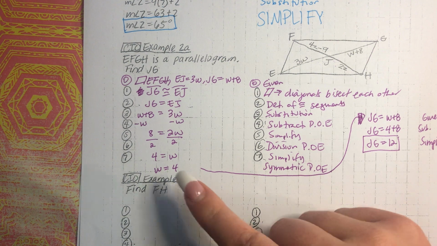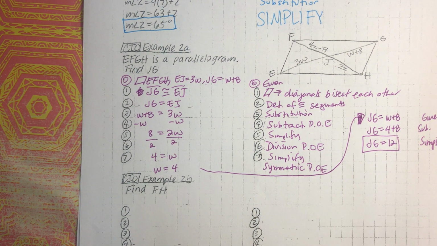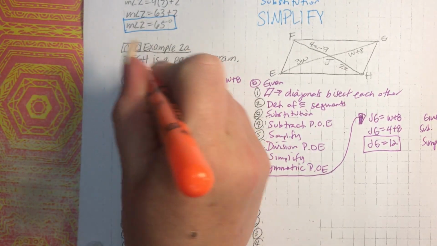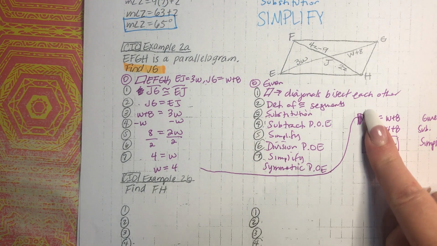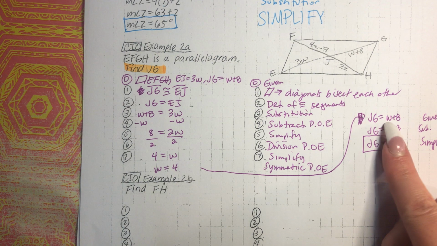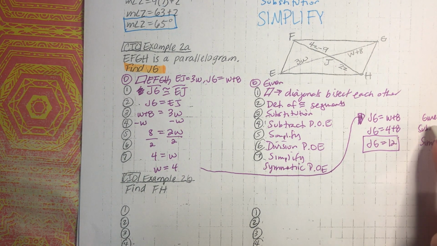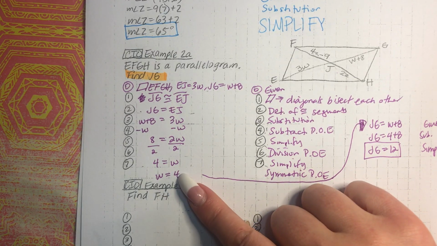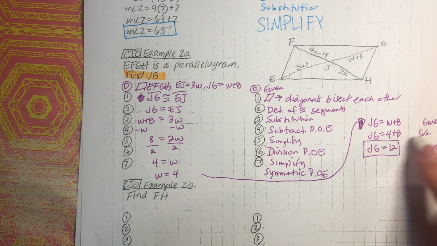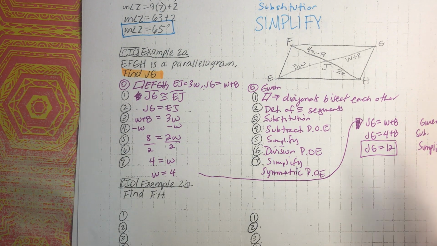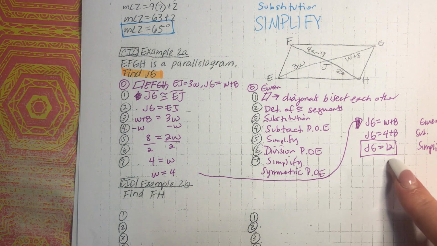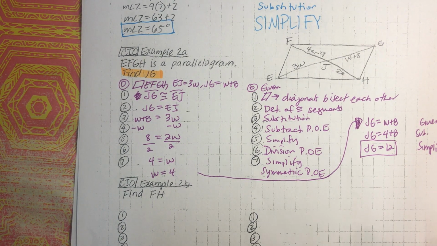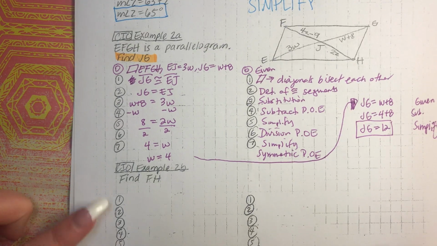Now, are we done? No, we're not done because we have to find JG, right? That's what the problem's asking. So we got to go over here. We know that JG is equal to W plus 8, so that's given. We're just going to substitute in that W is equal to 4. And 4 plus 8 is 12. So boom, shakalaka, there you have it. JG is equal to 12. So if you got that right, awesome, awesome. Let's go ahead and see how you did on 2B.